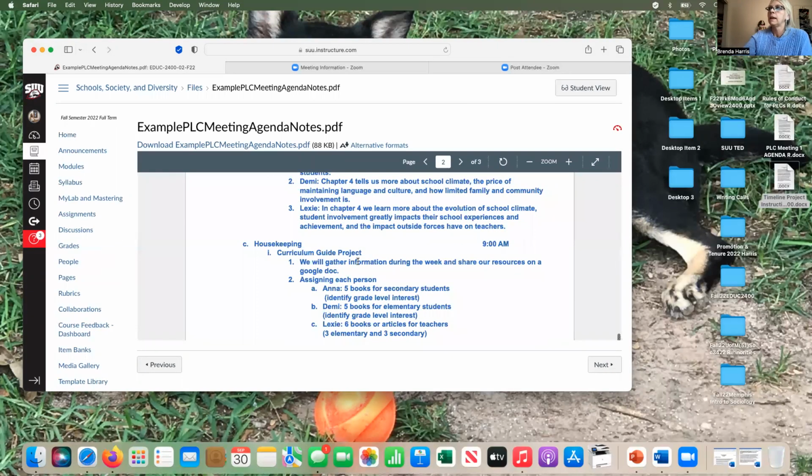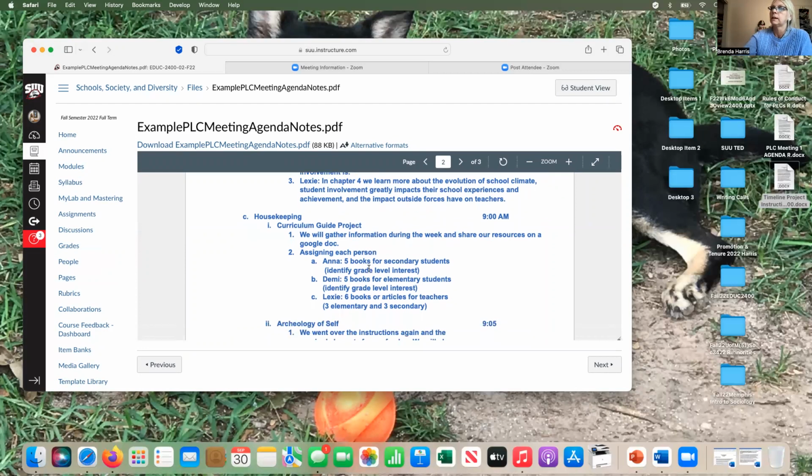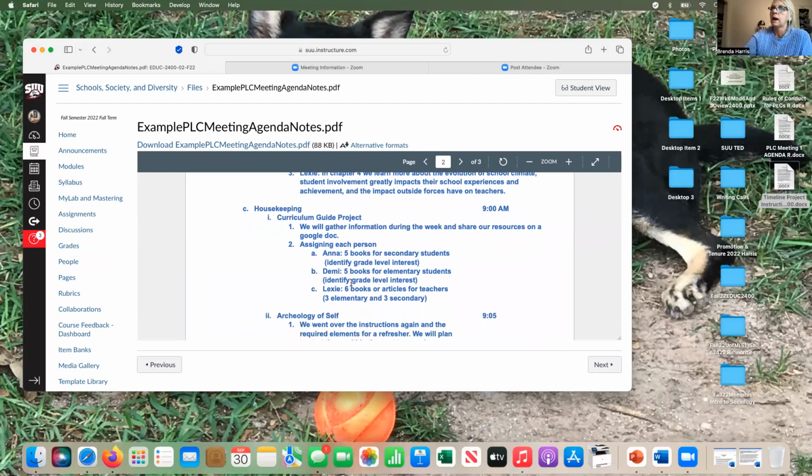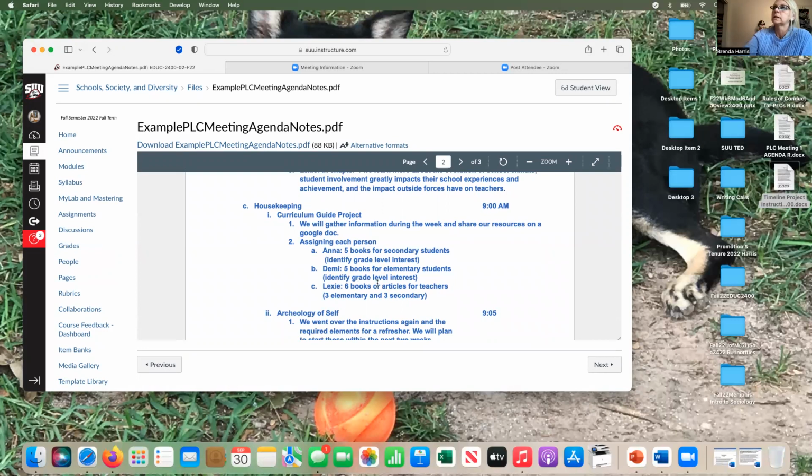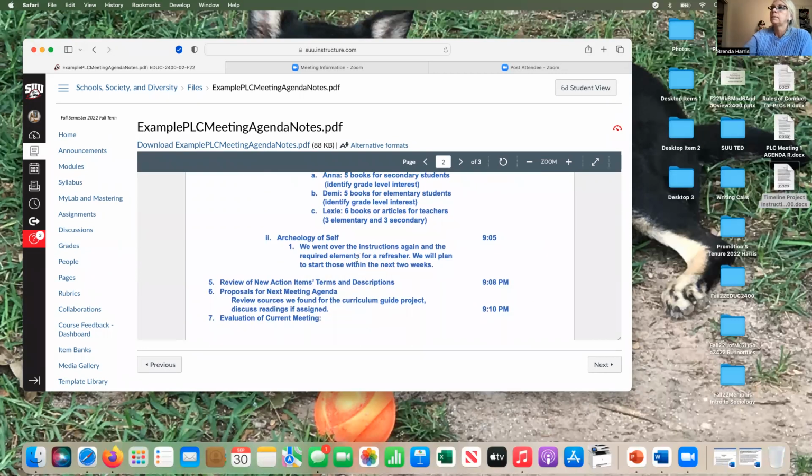So then they're planning for their next meeting and what their next assignment coming due is. So they've got some assignments that they work together on. Another assignment that was coming due, they weren't working on that one together. Each of you will have your own archaeology of self, but they were talking about it together. So that was something they added to the agenda.